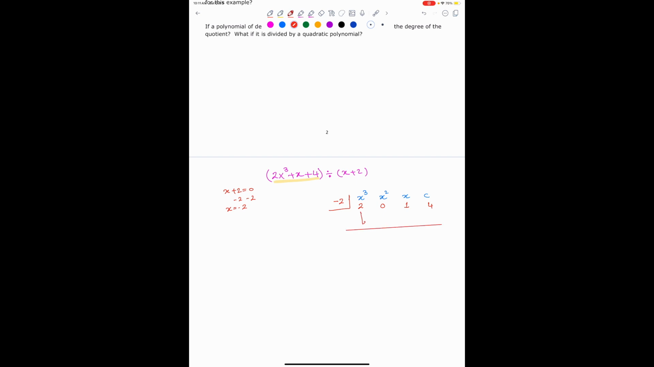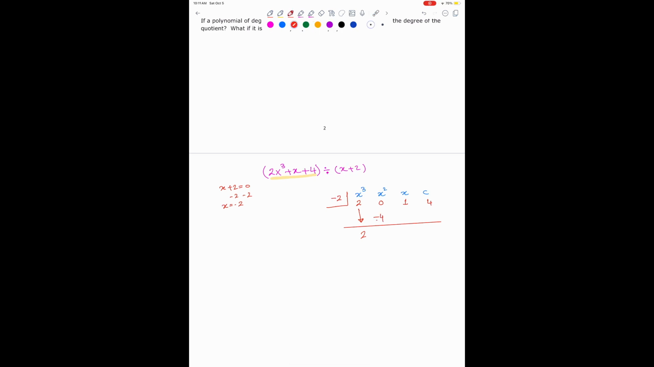We're going to bring the first number down, 2. You're going to multiply and then put the answer here. So 2 times negative 2 is negative 4. And then you're going to add. So 0 plus negative 4 is negative 4. You're going to multiply, put the answer here. So negative 4 times negative 2 is 8. 8 plus 1 is 9. I will separate this constant. 9 times negative 2 is negative 18. I'm going to add it here. So negative 18 plus 4 is negative 14. So our remainder is negative 14.